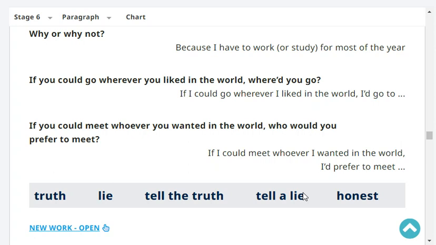If you could meet whoever you wanted in the world, who would you prefer to meet? If I could meet whoever I wanted in the world, I'd like to meet Santa Claus.